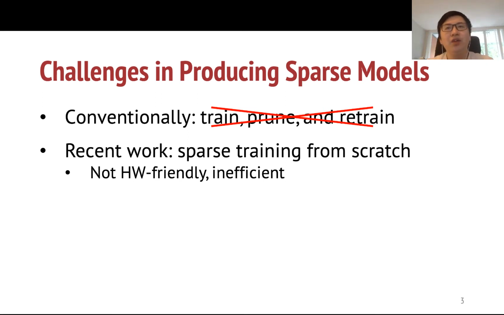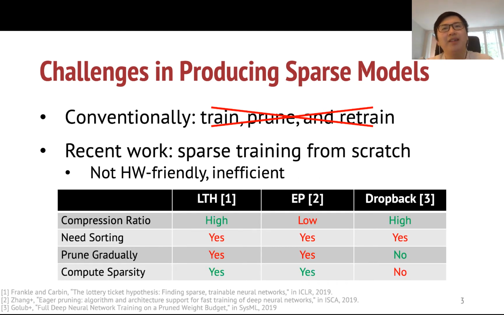However, this is still not hardware-friendly and often inefficient. Here, we prepared a table that compares three sparse training algorithms and their properties. We won't go in depth into the table. The key message is that all sparse training algorithms have some aspects that are not hardware-friendly, which are marked in red. For example, all need sorting to identify important weight connections, an expensive operation not supported in current accelerators. Moreover, two of them prune gradually and another one has no compute sparsity during training.